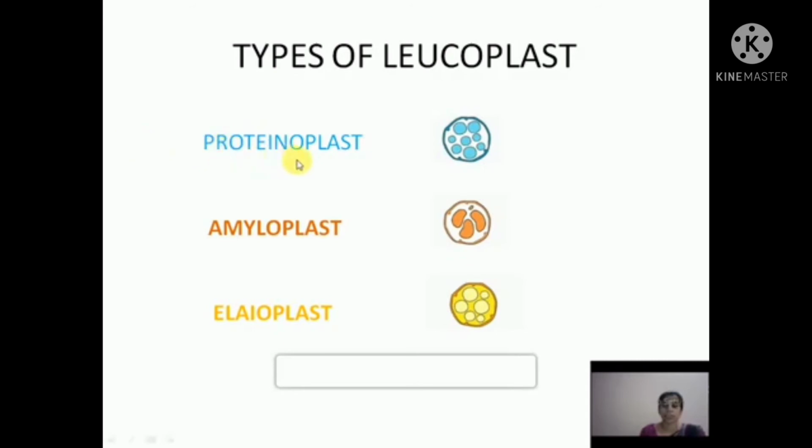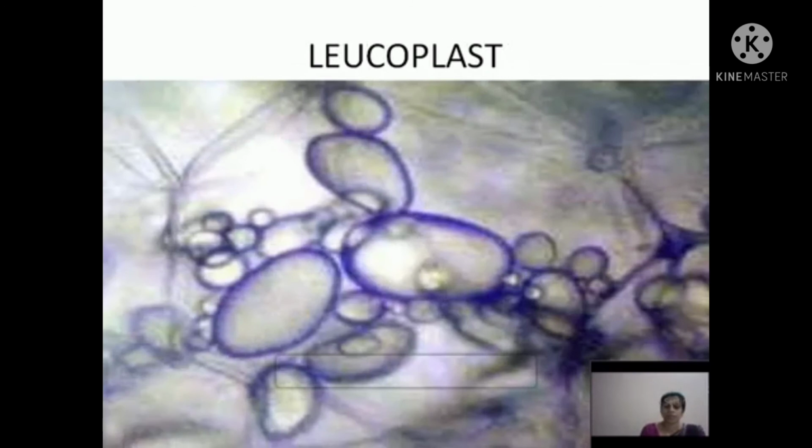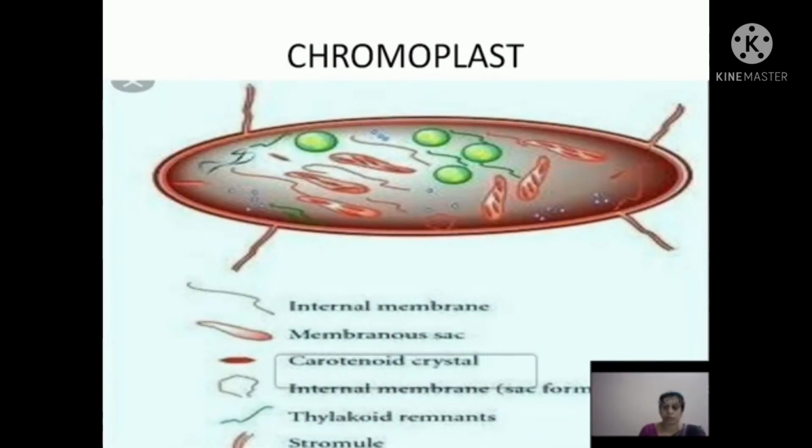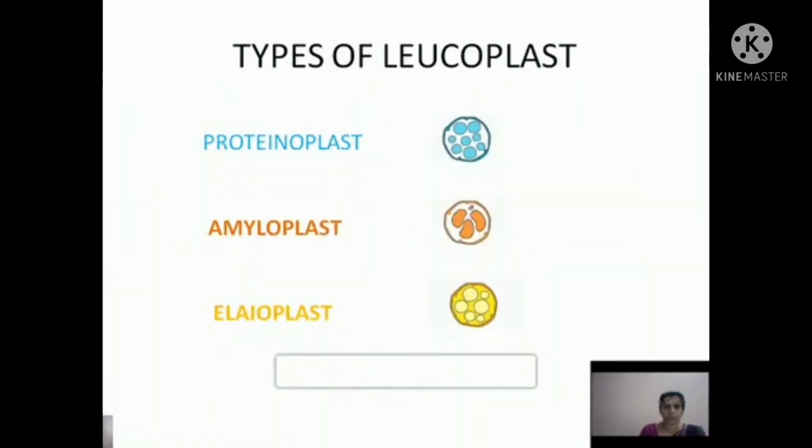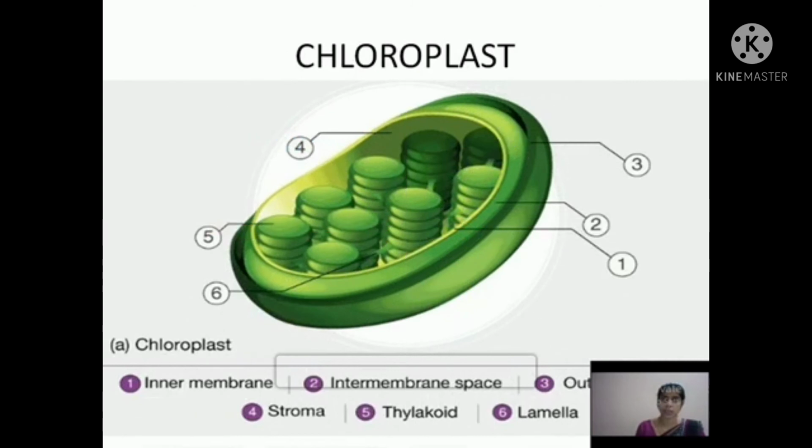And next is proteinoplast, which helps in storing protein that the plant needs. This can typically be found in seeds. And next is elaioplast, which helps in storing oil and fat needed by the new plants for their growth. And next we are going to discuss chloroplast.